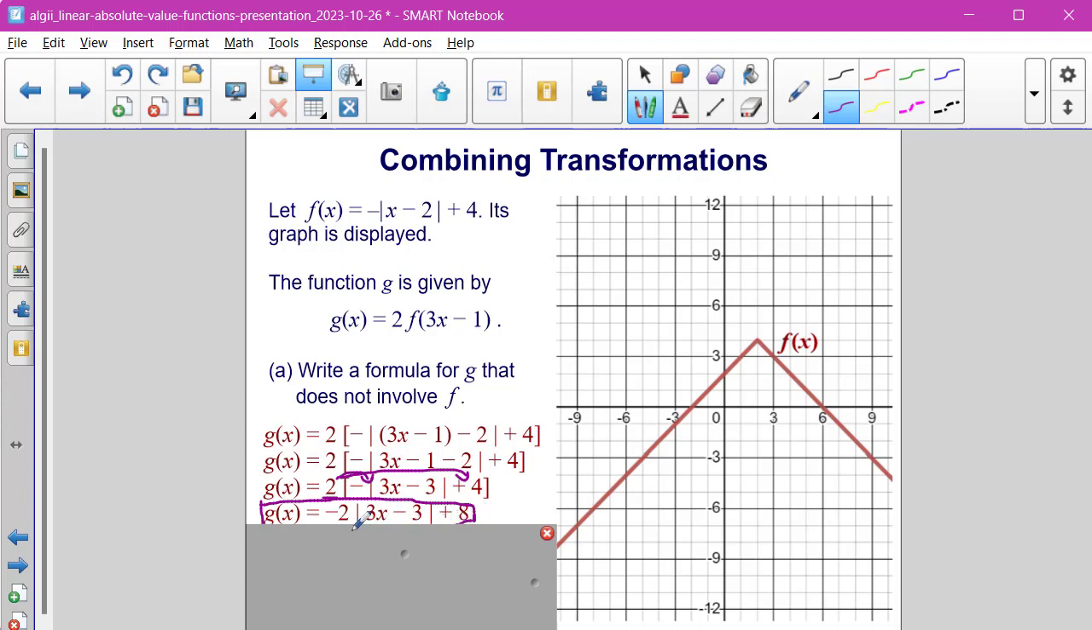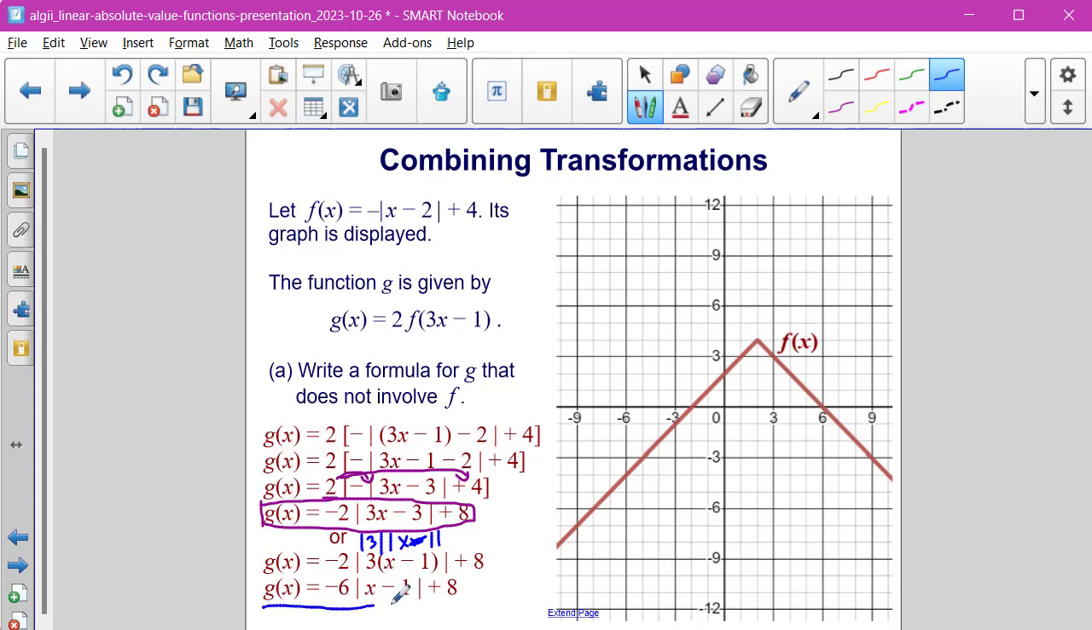That's okay too. So you could stop here, or you could continue by factoring out the 3 that's in common from both of these terms. And then because it's absolute value, again, only because it's absolute value, we can now take the absolute value of 3 and the absolute value of x minus 1, and then multiply the absolute value of 3 by -2, which would be -6. So some of you may want to stop here, and others may want to stop here. Either answer is perfectly fine.